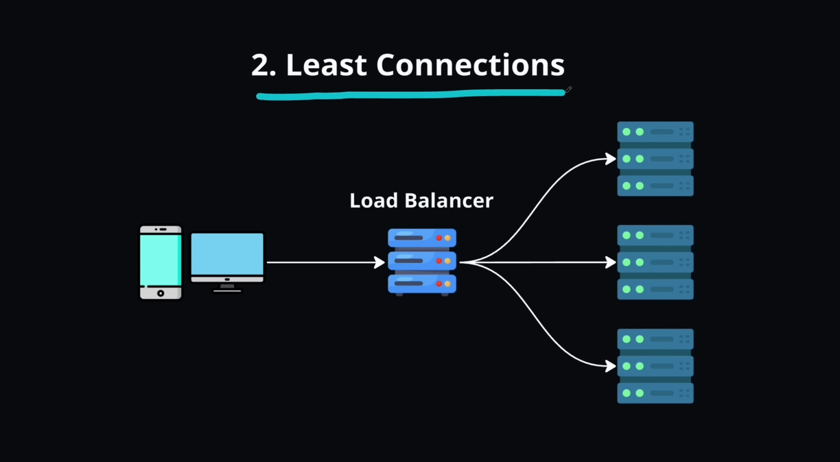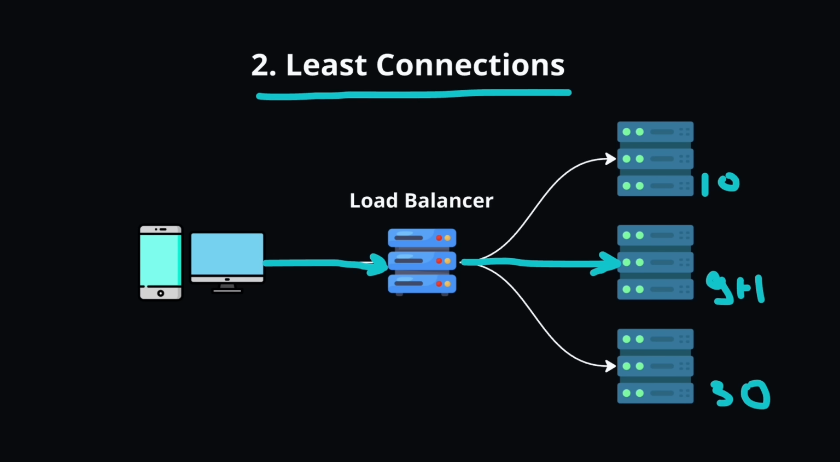Next option is the least connections algorithm. It directs traffic to the server with the fewest active connections. For example, if we have 10 active connections on server 1, 9 active connections on server 2, and 30 active connections on server 3. If it receives a new request from the client, it will direct it to server 2 because it has the least active connections at the moment, so now it will have one more connection.